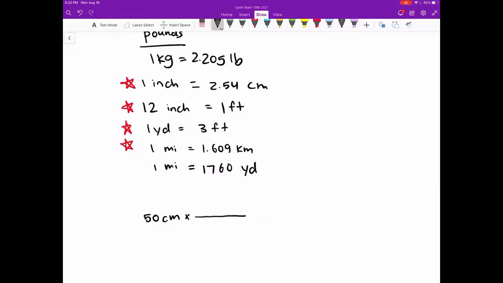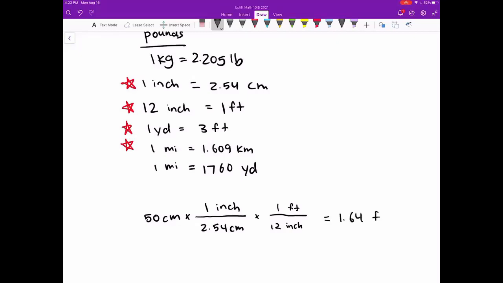Okay, so the first thing we have to do is convert the centimeters into inches. 2.54 centimeters gives you 1 inch. And then next we convert the inches into feet. So we have 12 inches, which gives you 1 foot. And that should be the entire question. So if we calculate this out, we get something around 1.64 feet. That's nice.